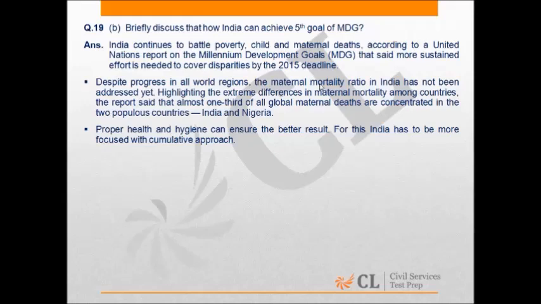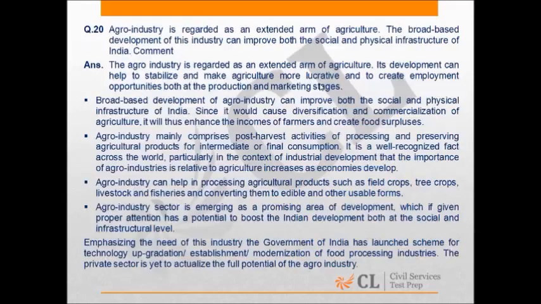Or in terms of providing a holistic health model. The problem is that India continues to battle poverty, and child and maternal deaths are high. For this, we have to put emphasis on UIP-like programs. Universal immunization programs must be given more emphasis. Proper health and hygiene can ensure better results. For this, India has to be more focused, with a cumulative approach. Question 20.